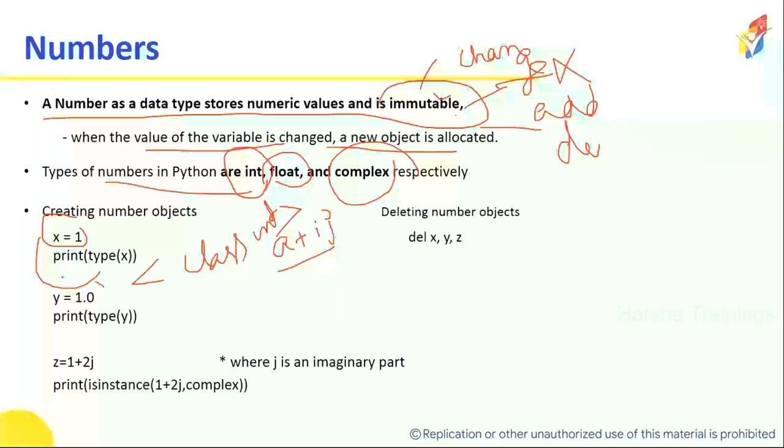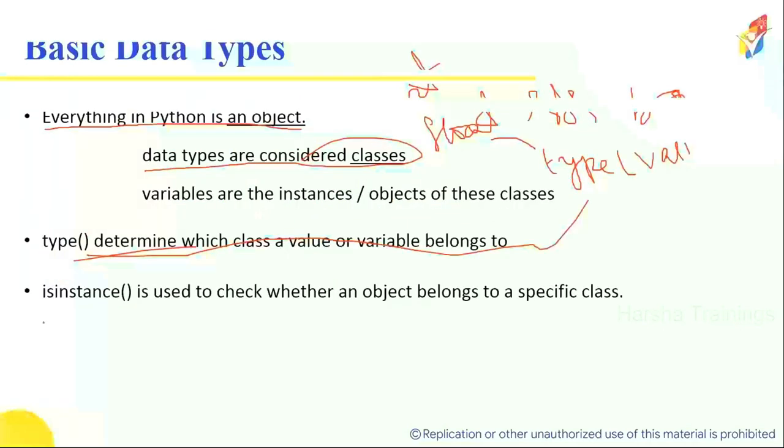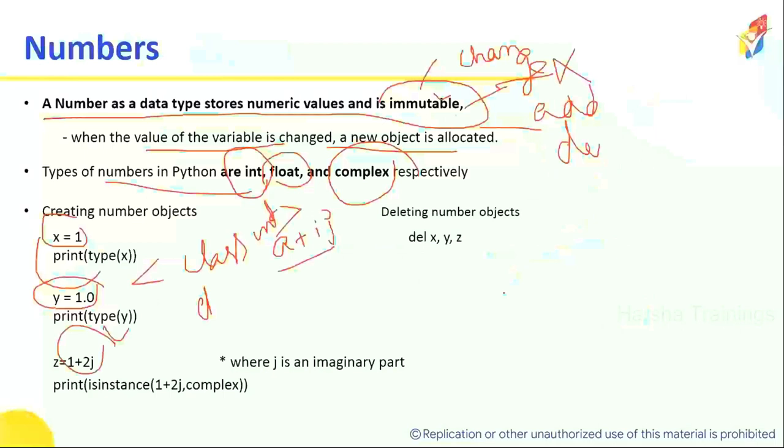Now, I'm taking 1.0 as a float. Type of y gives me a float. 1+2j is called a complex number. Now, we have a function isinstance, which is used to check whether an object belongs to a particular type or not. Look here. With isinstance, I'm checking 1 + 2j. It is complex, both are the same. So it returns True here.